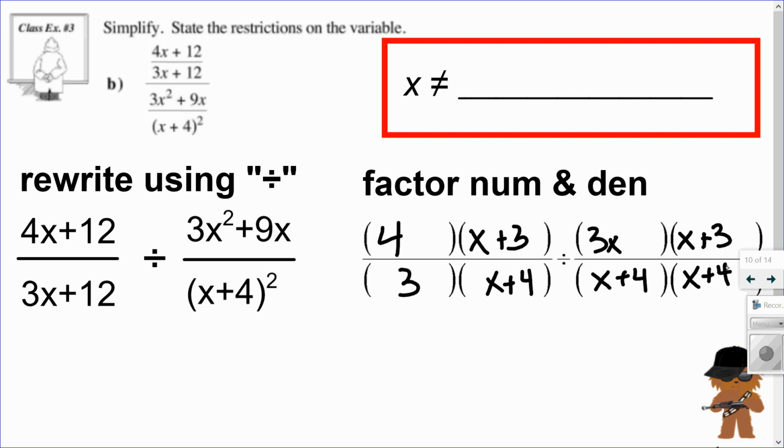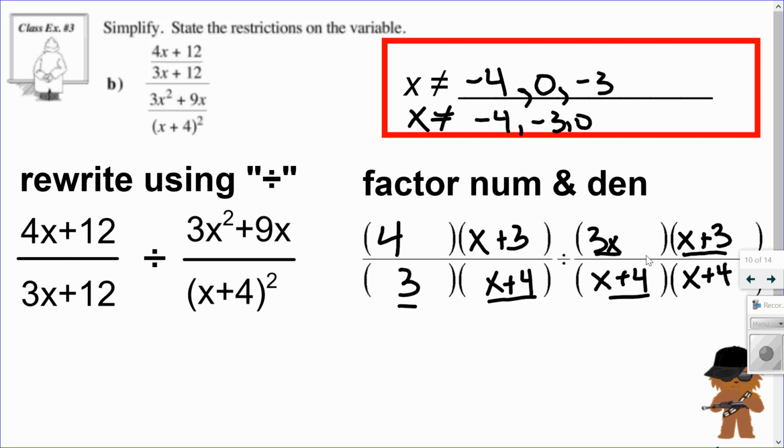So again, I state the restrictions for everything except numerator 1. So 3, no variable, no restriction. X plus 4, the restriction is the opposite. 3x, monomial, has a restriction of 0. X plus 3, opposite, has a restriction of negative 3. X plus 4, opposites, oh, I already have it. So let's just put this in numerical order. So negative 4, negative 3, and 0.